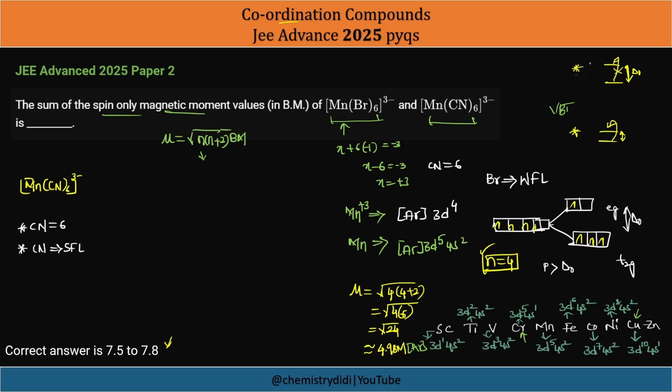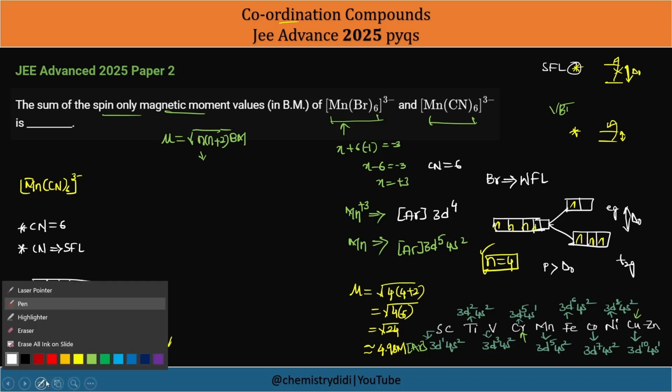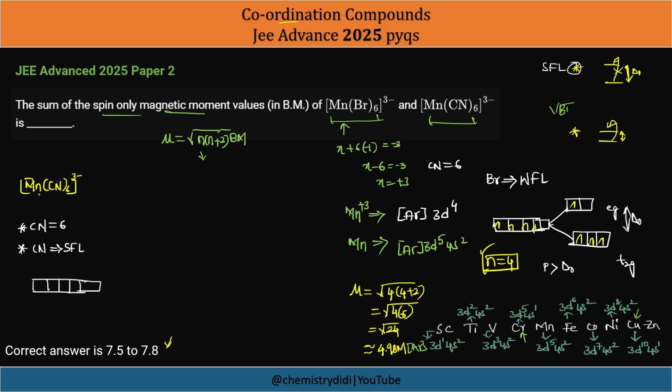I have told you, in case of strong field ion, what happens? The energy gap is more. Due to the more energy gap, the jump is hard, so pairing takes place. So first we need to write the electronic configuration. Let's try to write it over here. What is the oxidation state of this manganese? Here also it is plus 3 only, so this is also the same, 3d4.